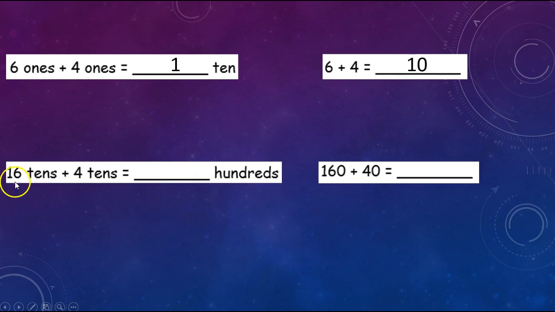Down here it has 16 plus 4 tens equals how many 100s? I hope you were careful here. It didn't ask for tens here, it asked for hundreds. So if we have 16, we need to add 4 more. So let's count on from 16: 16, 17, 18, 19, 20. And we know that 20 tens is 200. So we have 2 hundreds. So 160 plus 40 is 200.